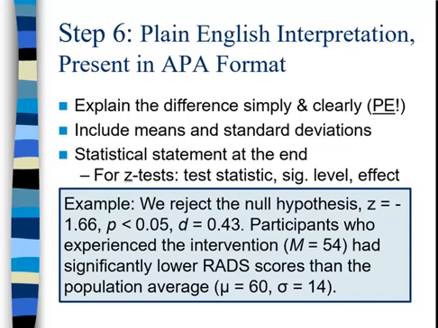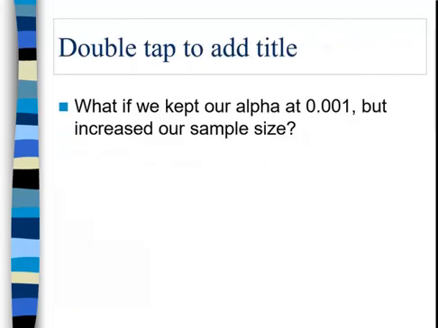Our alpha has an impact on our likelihood of rejecting the null, but our effect size also matters too. What if we kept our alpha at 0.01 or 0.001, but we increased our sample size?